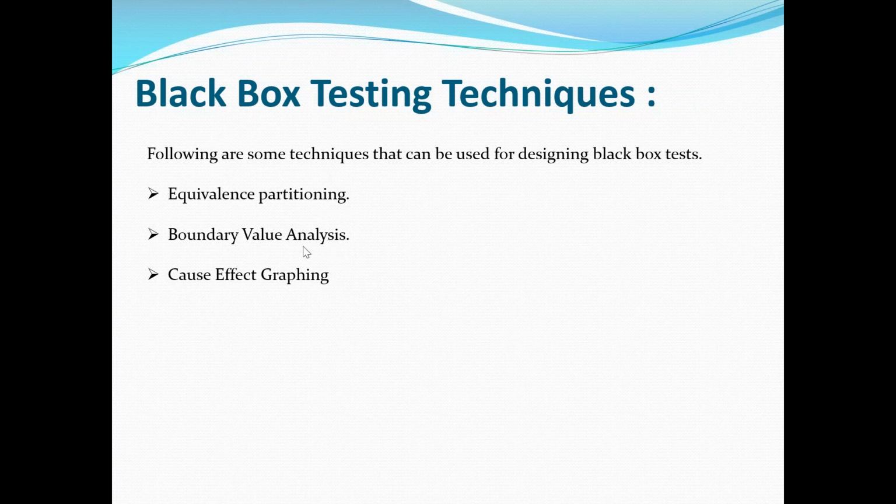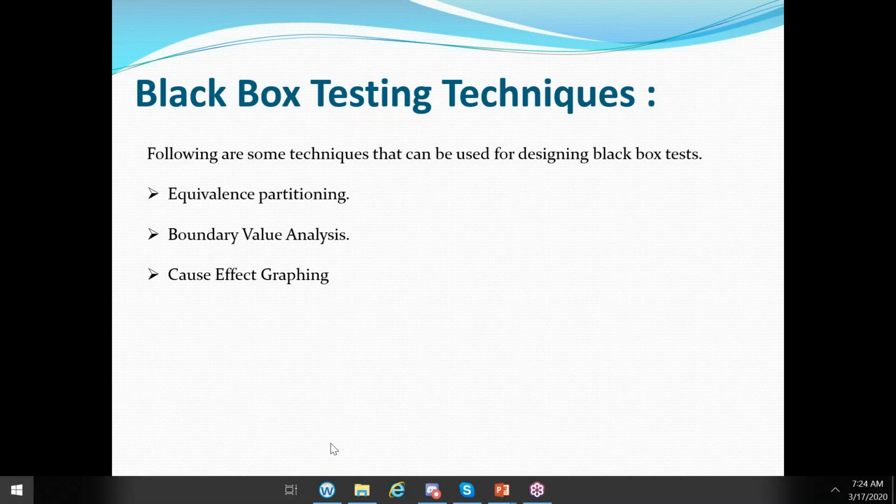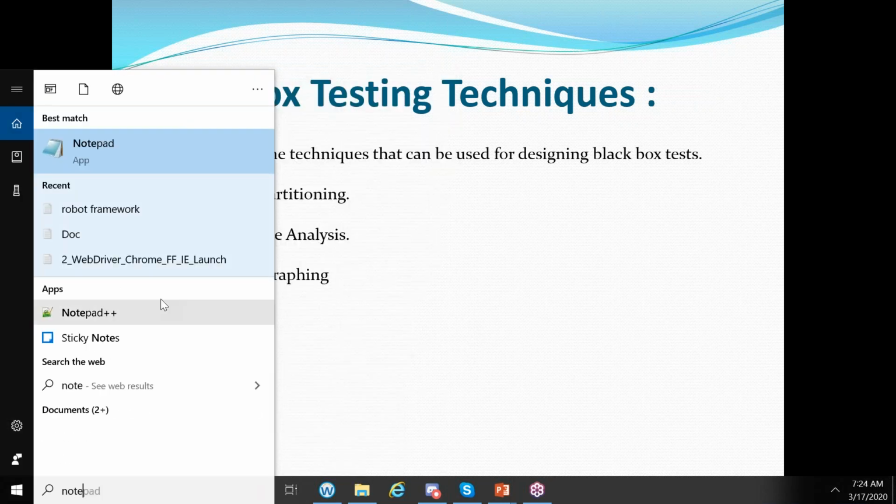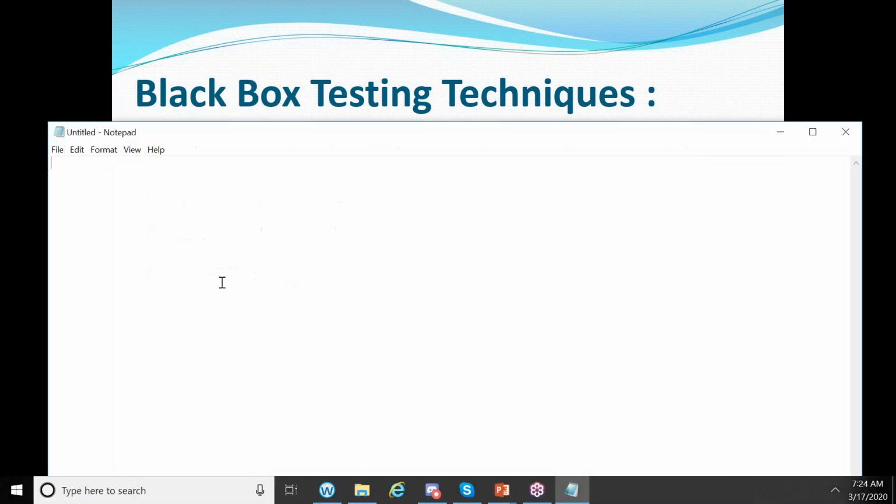We will discuss all these things later, but now I will explain what boundary value analysis, BVA, is. Suppose your requirement is to test numbers from 9 to 90,000. You need to check whether all the numbers are working properly or not.